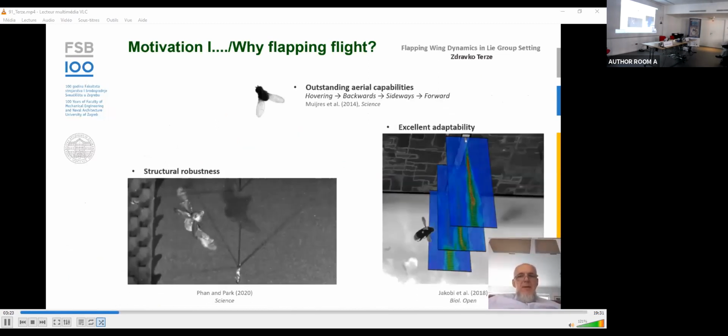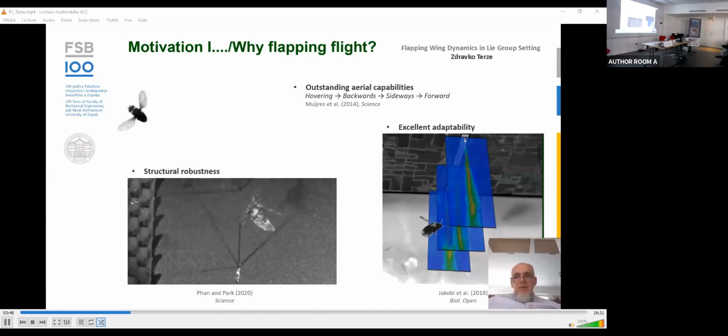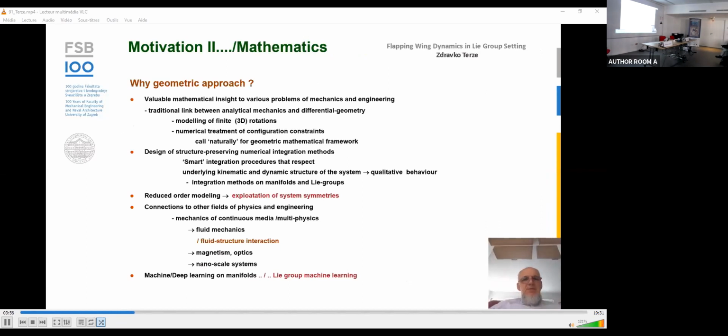However, it's not only energy efficiency that provides motivation for flapping flight design. Flapping flight can provide outstanding aerial capabilities for flying backwards, sideways, hovering, etc. Also, we can have a structural robustness of such a design and excellent adaptability on various different environmental changes. Let's proceed with the second part of our motivational section.